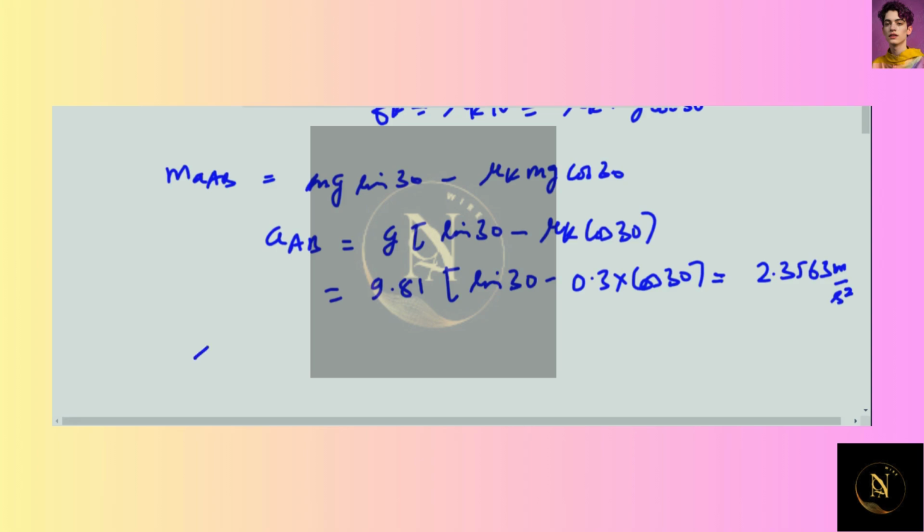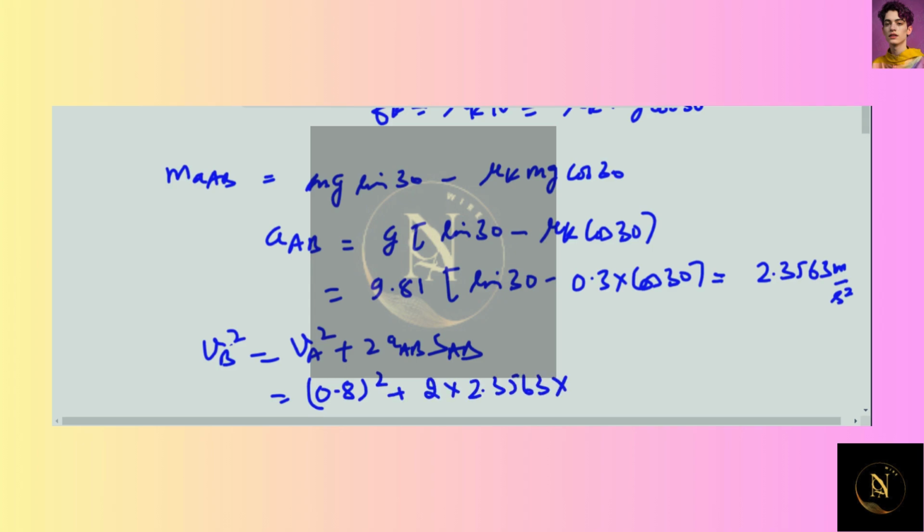Using the equation, distance covered along AB, find velocity at B: V squared is equal to velocity at A squared plus 2 a_AB into S_AB. V_A is 0.8, acceleration is 2.3563, distance covered 2 meters, so it is 10.06514 meter per second squared.